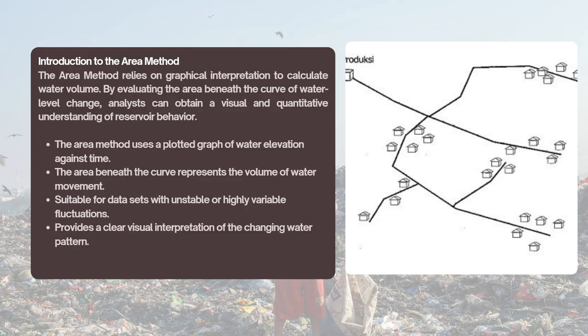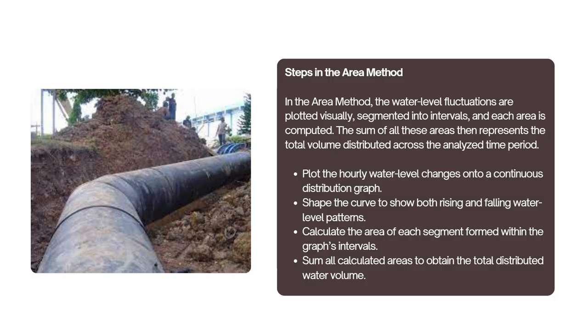Next is about the introduction of the area method. The area method relies on graphical interpretation to calculate the water volume. By evaluating the area beneath the curve of the water level change, the analyst can obtain a visual and quantitative understanding of reservoir behavior. The area method uses a plotted graph of the water elevation against time. The area beneath the curve represents the volume of the water movement, suitable for datasets with unstable or highly variable fluctuation, and provides a clear visual interpretation of the changing water pattern.